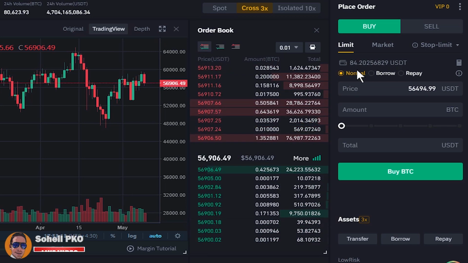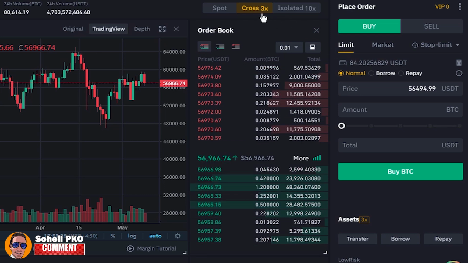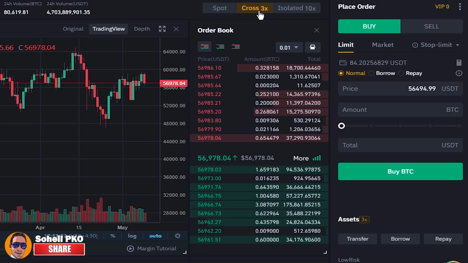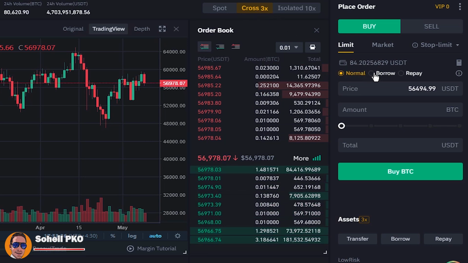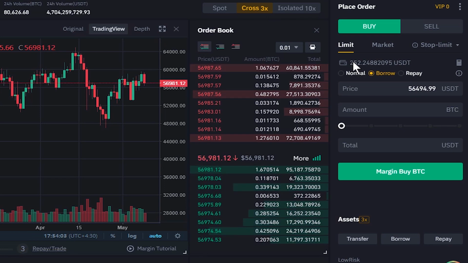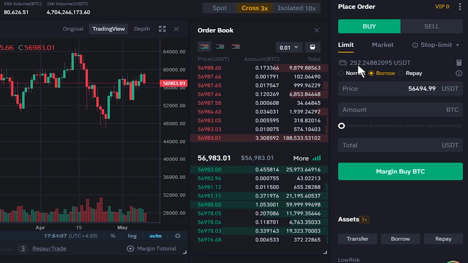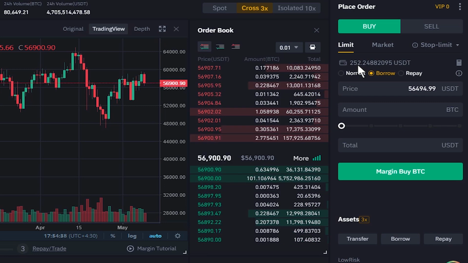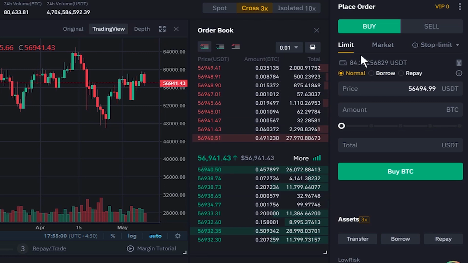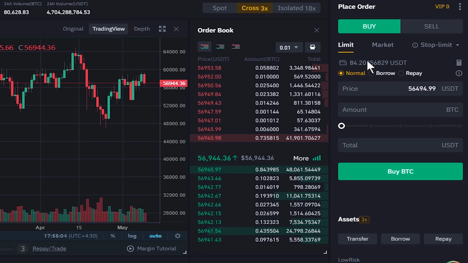So we use this 80 USDTs as collateral to borrow funds. This is a cross margin wallet, and we can leverage our position up to 3 times. So for example, if you select the borrow option here, you see that our capital is tripled, and now we have 252 USDTs available for trading. In other words, we borrowed something like 168 USDTs. We use our 84 USDTs as collateral to borrow 168 USDTs.